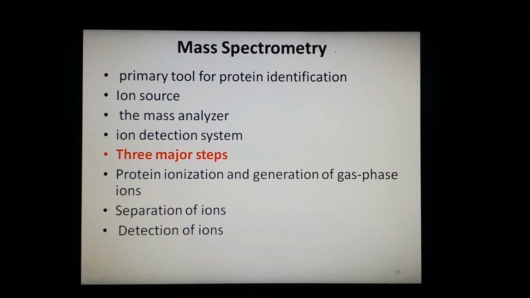Analysis of proteins by MS occurs in 3 major steps. Number 1 is protein ionization and generation of gas phase ions, number 2 is separation of ions according to their mass to charge ratio, and number 3 is detection of ions. So this is how the mass spectrometer basically analyzes proteins in 3 major steps.